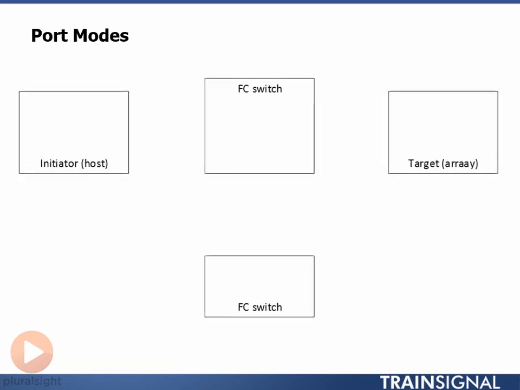Let's start out with a simple SAN that has two switches in the middle, a host on the left and a storage array on the right. The first set of ports that we'll show are the N ports, short for node ports. N ports exist in what we sometimes refer to as end devices. That's servers and storage arrays, not switches. Switches are not end devices.